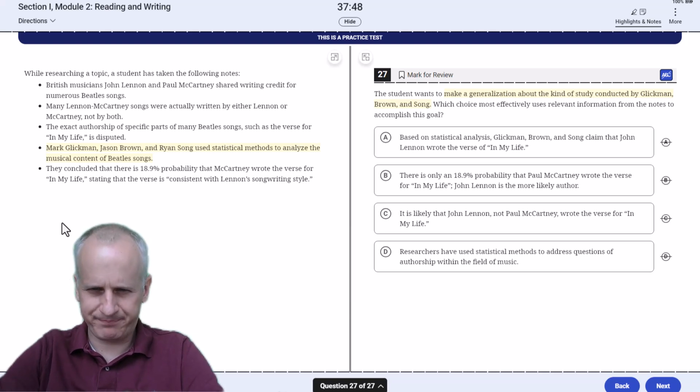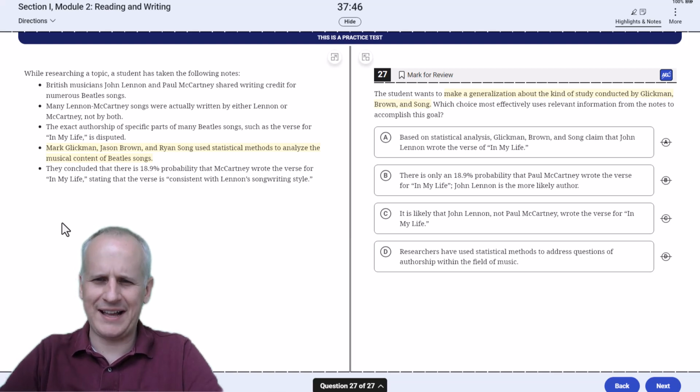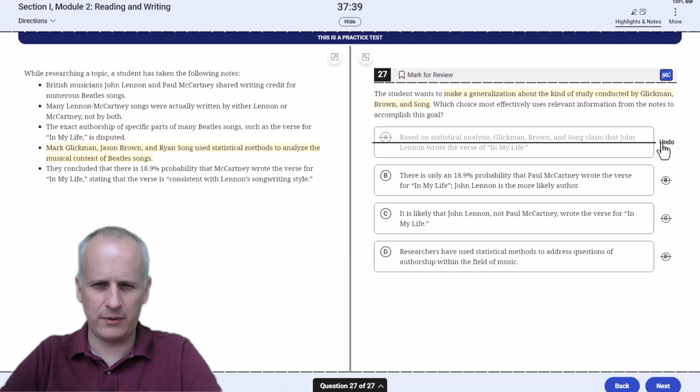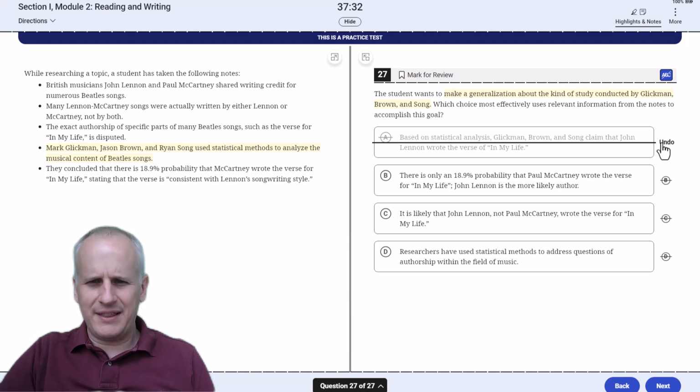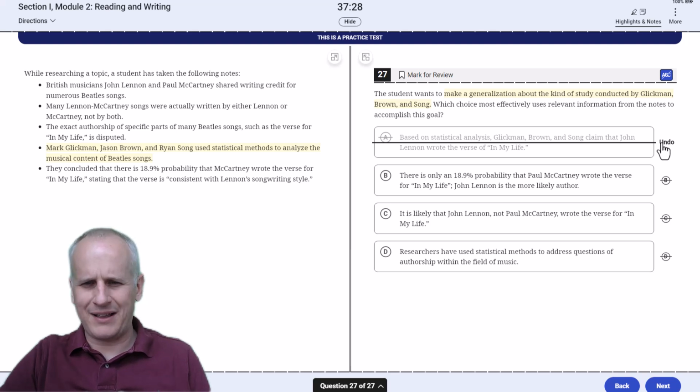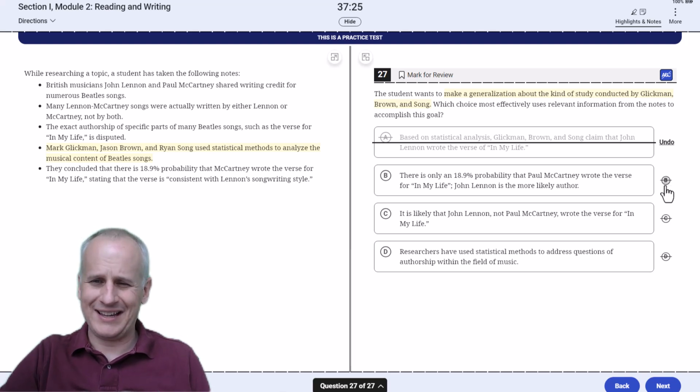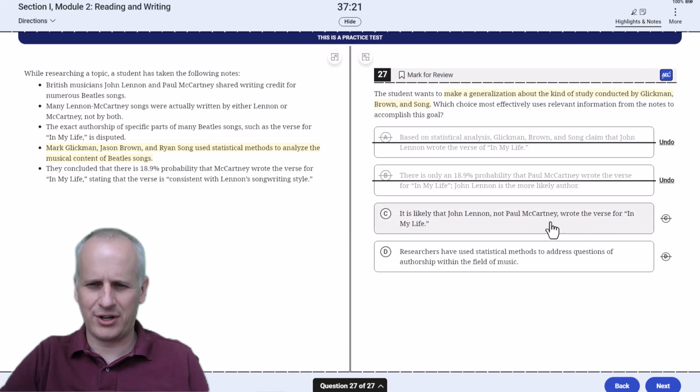So starting with choice A, based on statistical analysis, Glickman, Brown, and Song claim that John Lennon wrote the verse of In My Life. That's just the results, not focusing on the generalization about the kind of study as required by the task, so we can eliminate choice A. Next, choice B, there is only an 18.9% probability that Paul McCartney wrote the verse for In My Life. John Lennon is the more likely author. Again, that's the results, not a generalization about the kind of study. Choice C, it is likely that John Lennon, not Paul McCartney, wrote the verse for In My Life. Again, that is the results, not a generalization about the study.